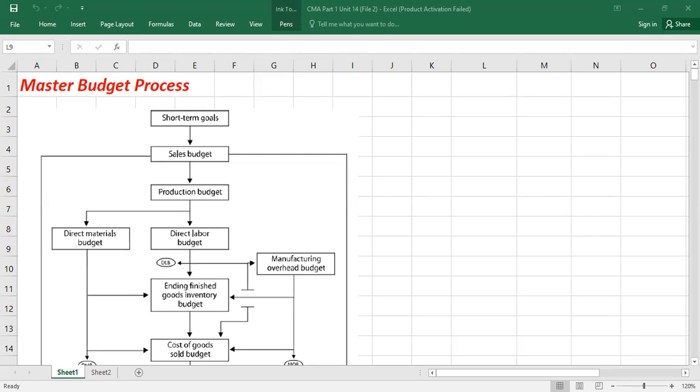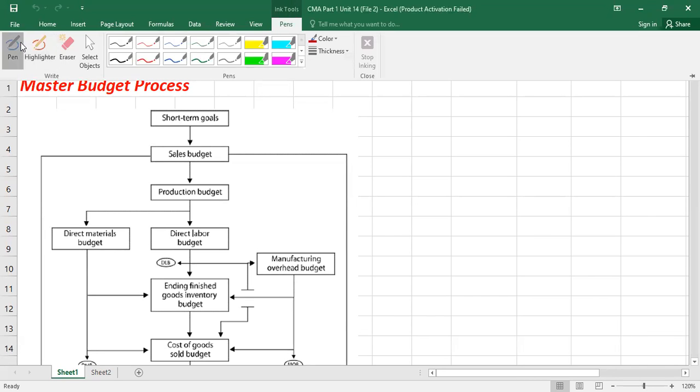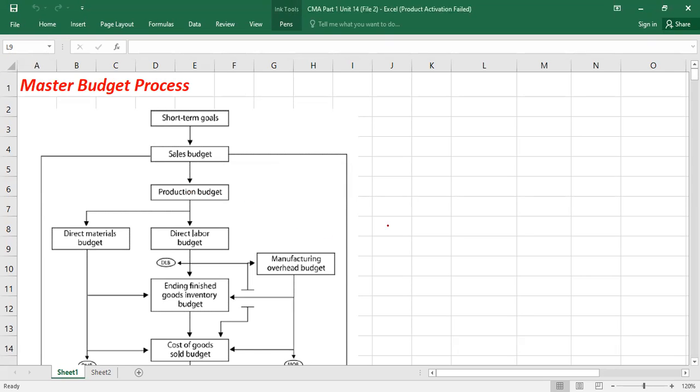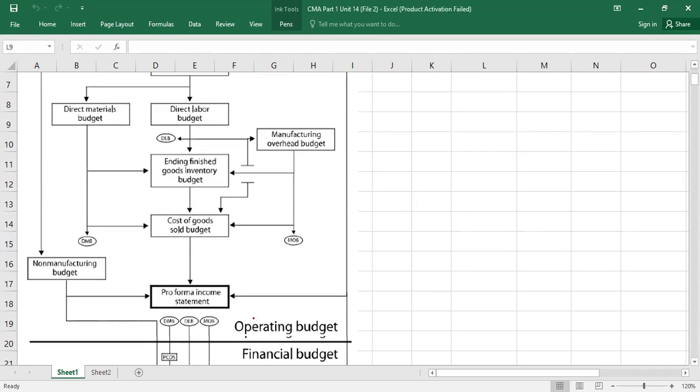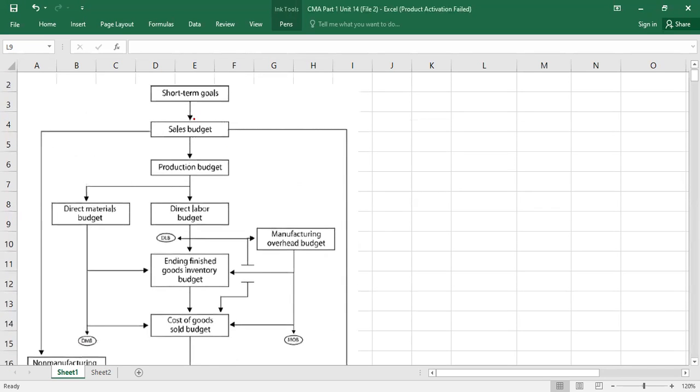Hello everyone. Today we are going to discuss budgeting, and specifically the cash budget. As we know, in the last class we discussed how to prepare the operational budget. In the operational budget we discussed how to prepare a sales budget, then the production budget, and under the production budget the direct material budget, direct labor budget, and manufacturing overhead budget.